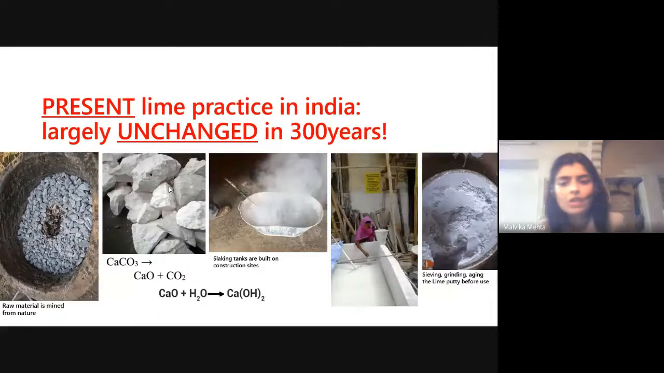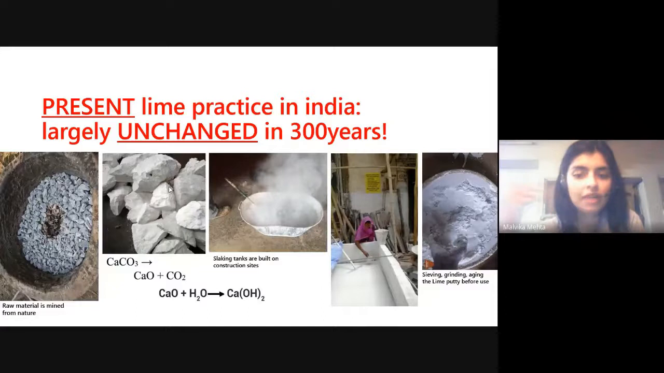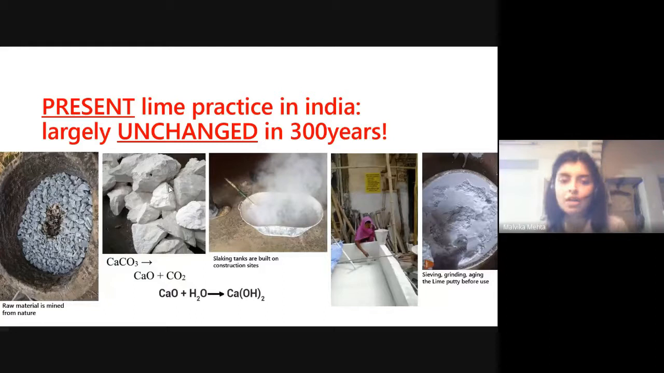And so let me give you a snapshot of my life on site, which I'm sure a lot of you will be able to relate to. This is pretty much the practice of using non-hydraulic lime. There's a few different types of lime, and in this region, and what we work with at M-Lime as well, is largely non-hydraulic lime. So the broad steps of the process remain more or less unchanged. The same chemistry that was played out 300 years ago plays out even today on sites that choose to use lime. So raw material is lime mined from nature in the form of limestone.